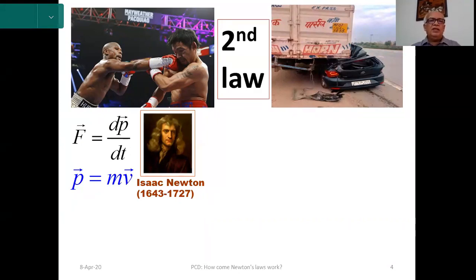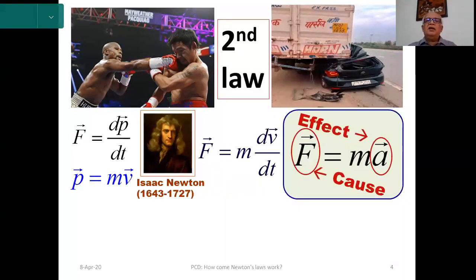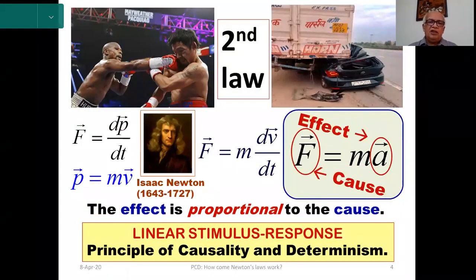Now, it turns out that momentum being mass times velocity, you can see that the force becomes mass times acceleration. All right? And you can then recognize acceleration as the effect of force and force as the cause of acceleration. So now this is a linear relationship between the cause and the effect. And you can interpret the second law as the principle of causality and determinism. It is a linear stimulus response formalism. And this becomes the basis of Newtonian dynamics.